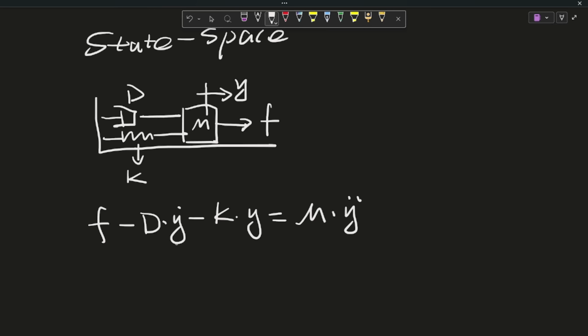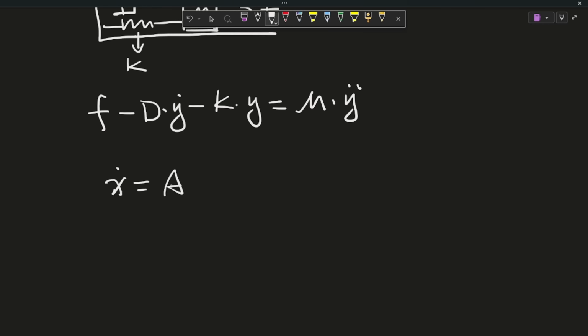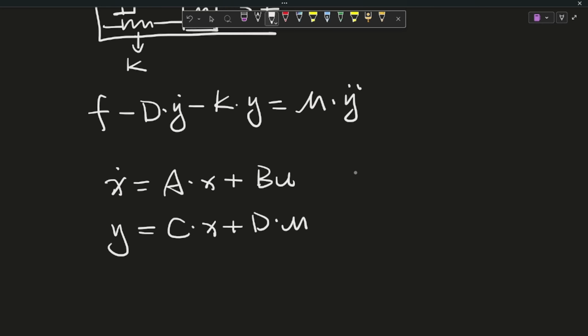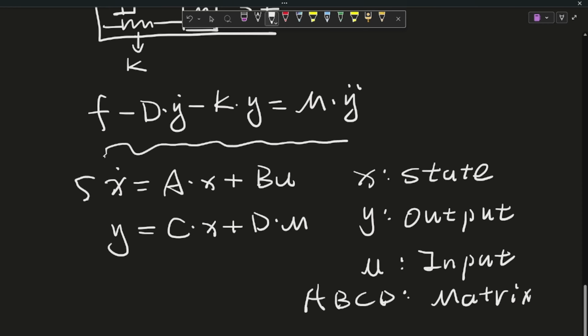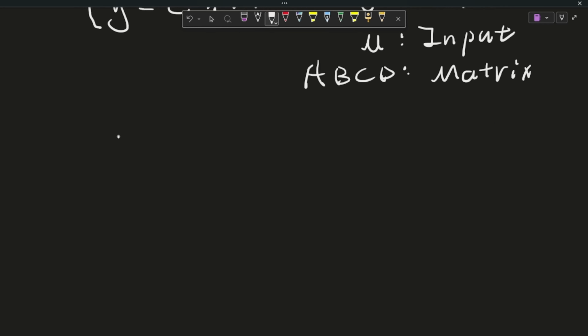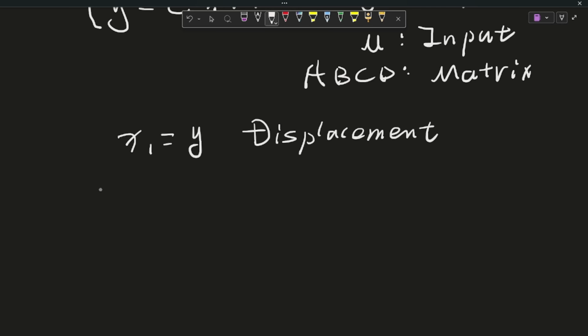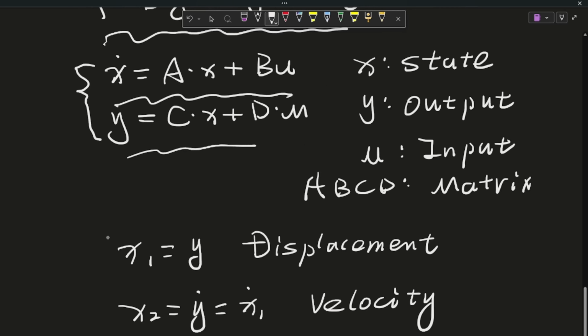First, let's explain the standard form of the state space representation. x dot equals Ax plus Bu, y equals Cx plus Du. Here, x represents the state, y is the output, and u is the input. A, B, C, and D are matrices. Let's apply this to our example. Here, we assume we need two states, x1 equals y, which is the displacement, and x2 equals y dot equals x1 dot, which is the velocity. Now, we are going to rewrite this equation into the state space form.